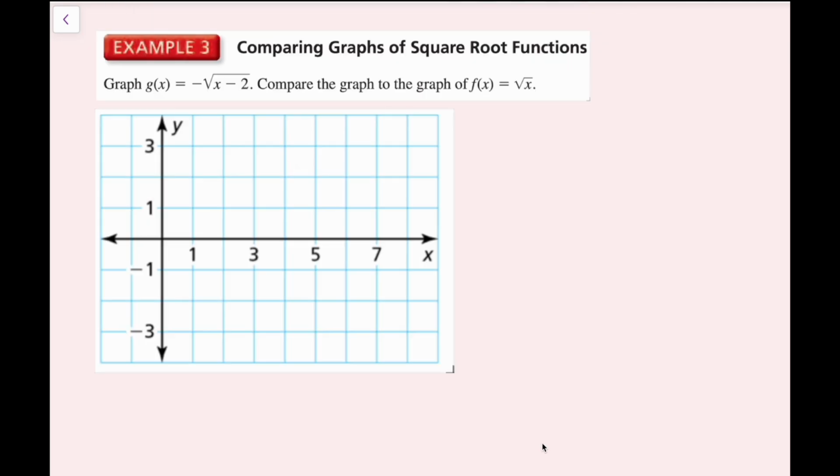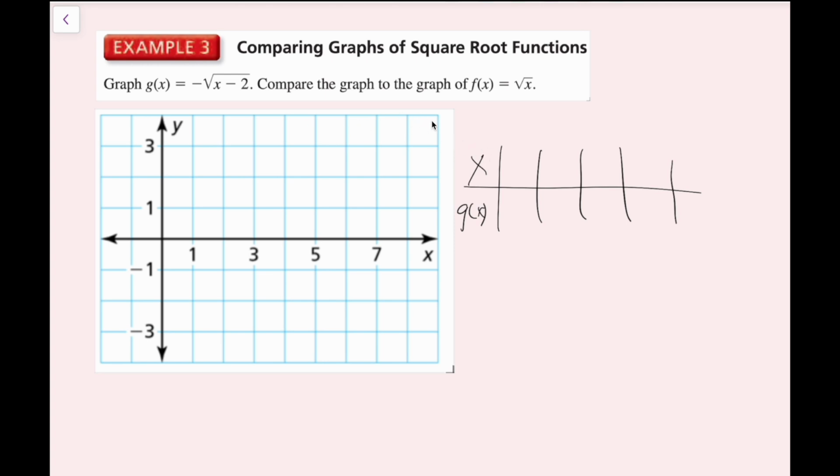For example 3, we're going to graph g of x equals negative square root of the quantity x minus 2, and then compare that graph to the parent function, which is f of x equals the square root of x. Well, first I'm going to make a table. And once again, I want to deal with easy numbers that will get me something that is easy to graph, that I can plot on my graph. So I want to make this a perfect square.